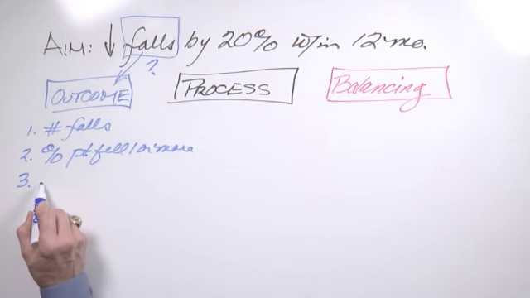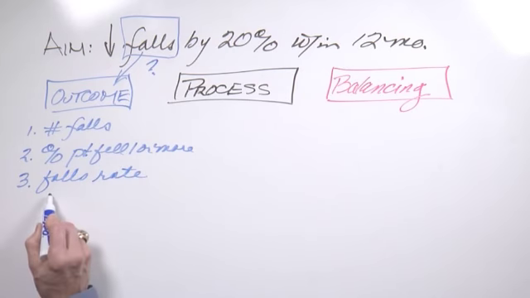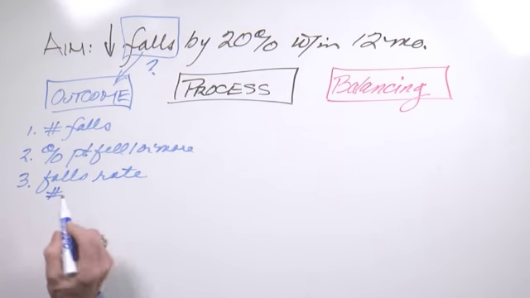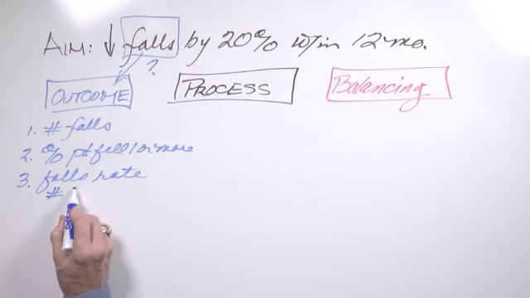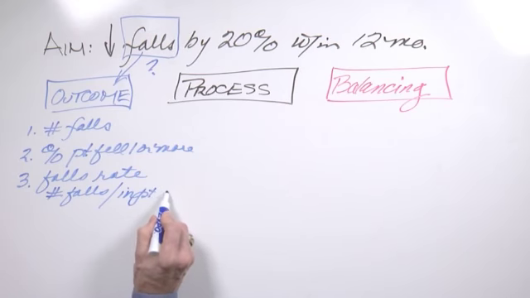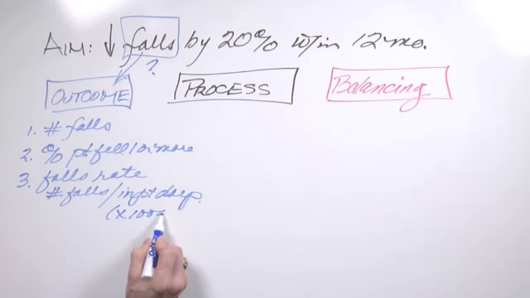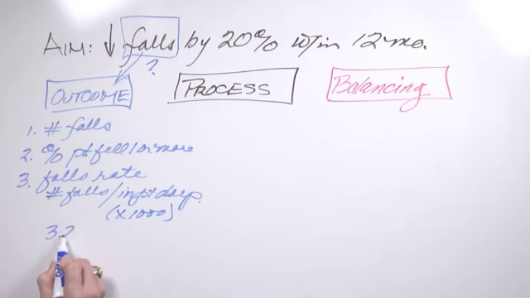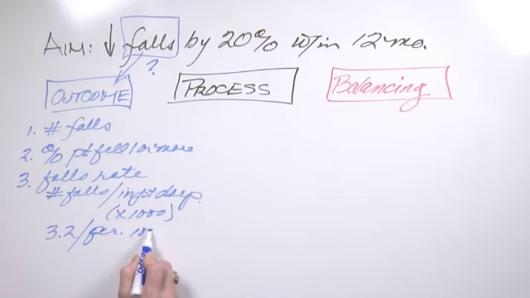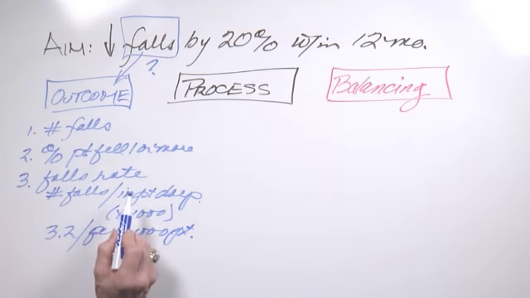The third way is to do a falls rate. This is where we take the total number of falls, including duplicates, because some patients can fall more than once, over the number of inpatient days. And we typically normalize this to 1,000. So in this case, we'd have 3.2 falls per 1,000 patient days. All right? So now we have a simple count, number of falls, percent of falls, and a falls rate.